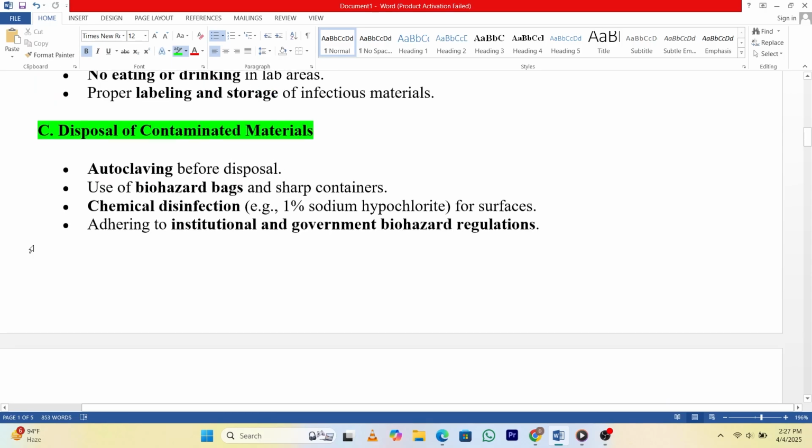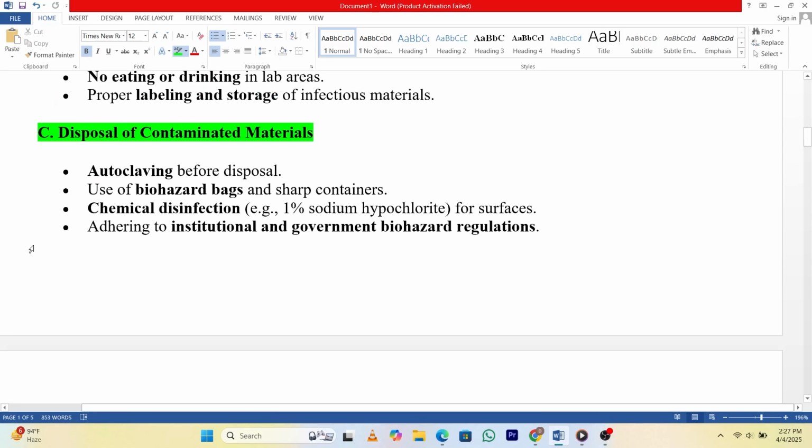C. Disposal of contaminated materials. Autoclaving before disposal. Use of biohazard bags and sharp containers. Chemical disinfection, e.g., 1% sodium hypochlorite, for surfaces. Adhering to institutional and government biohazard regulations.